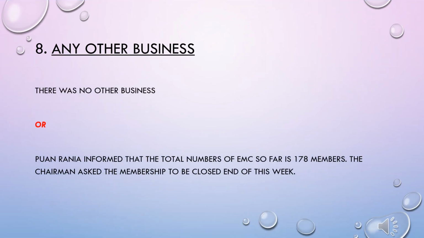The next one, item number 8, is any other business. If there is no other business, you can write there was no other business. Or if there is any other business, you can say, for example, Puan Rania informed that the total number of EMC members so far is 178. This is not the special main agenda, but it is still important, and you have to report or inform it during the meeting, so you can put this under any other business.